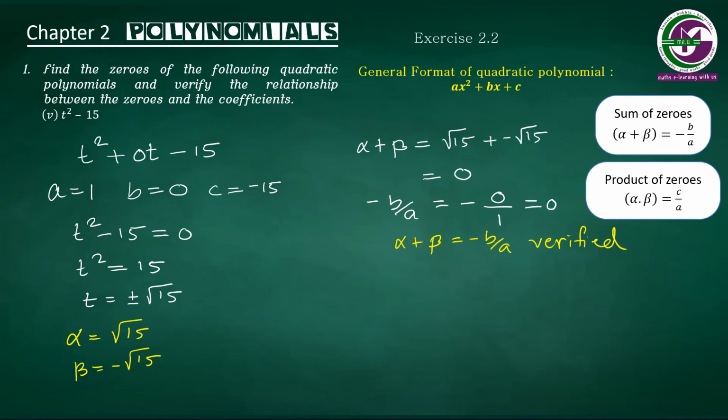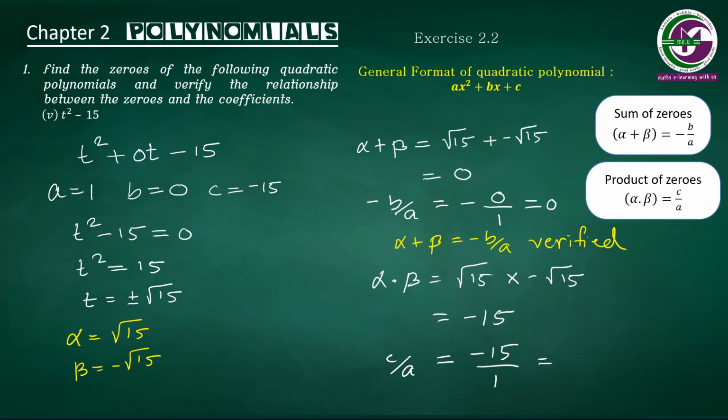Next, the product. Alpha multiplied by beta, that is root of 15 multiplied by negative root of 15. So root of 15 multiplied by root of 15 is 15, and since one of the numbers is negative, it is negative 15. Now c by a, what is the value of c? c is negative 15 divided by a, the value of a is 1, so it is negative 15. Same, that means alpha times beta equals c by a is verified.